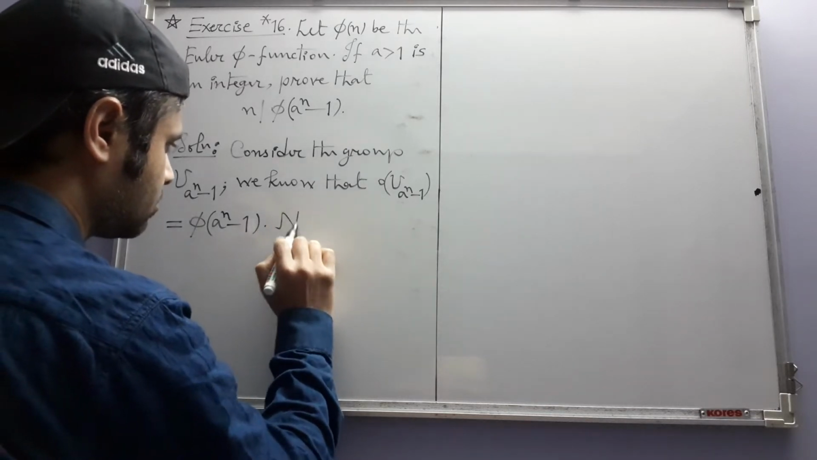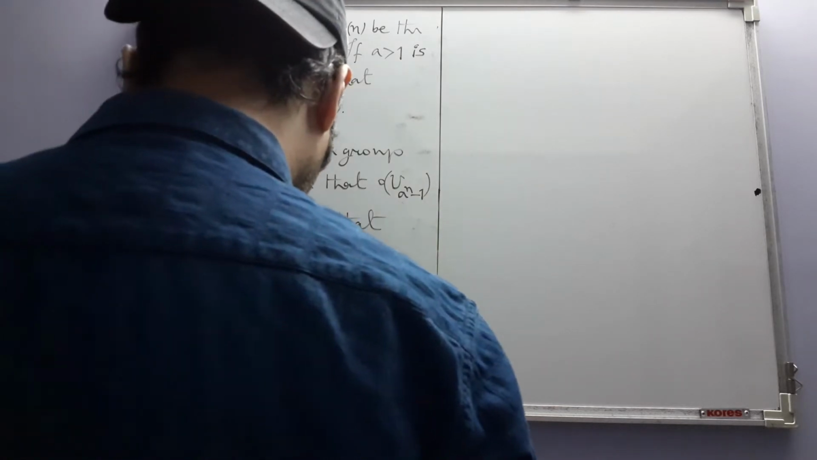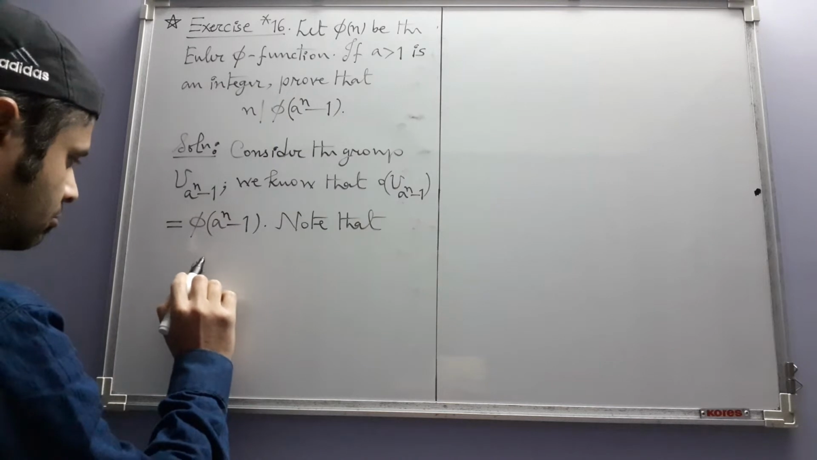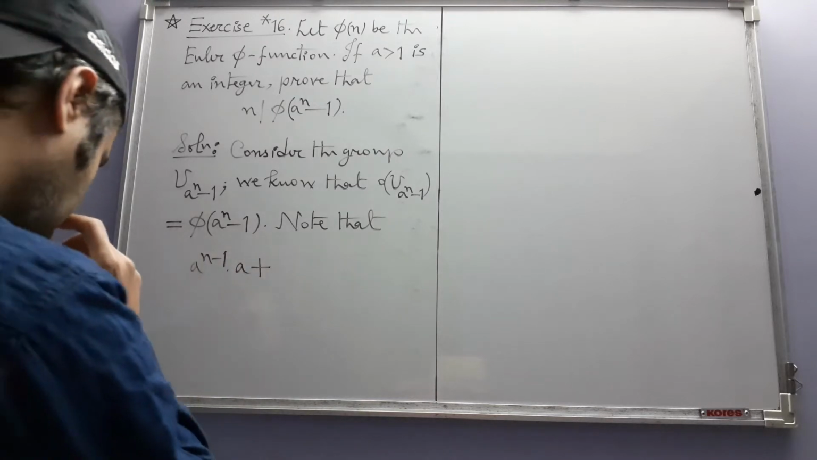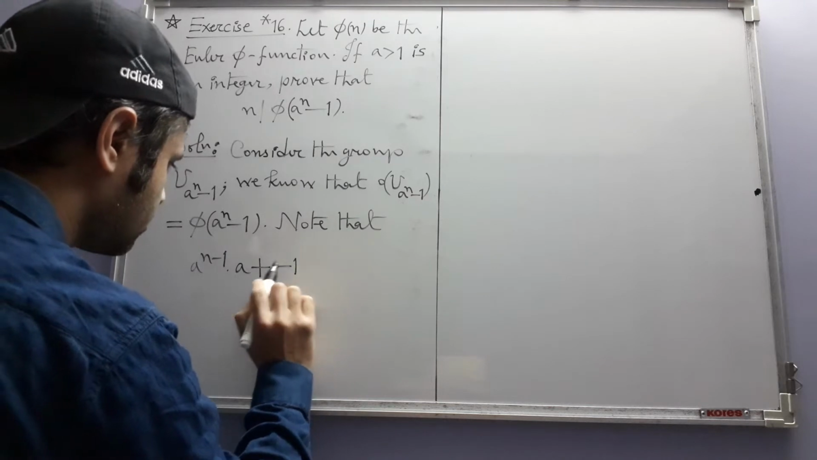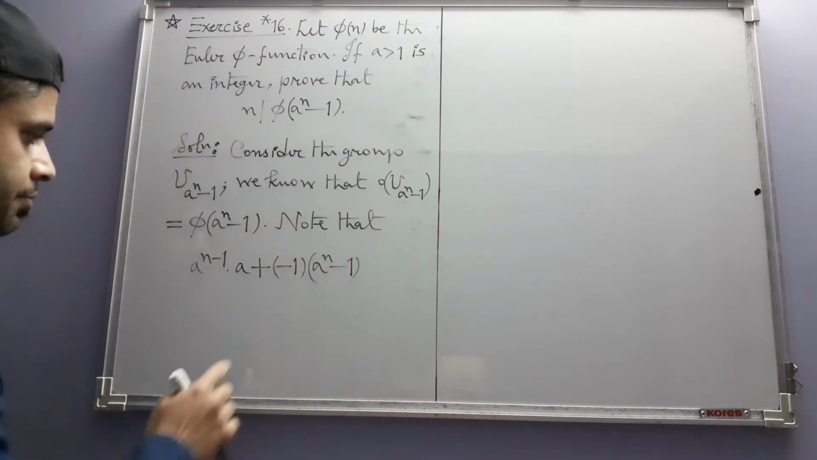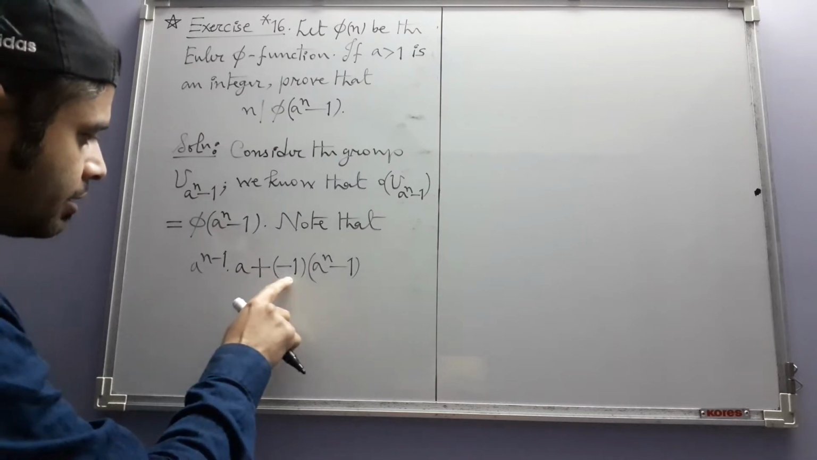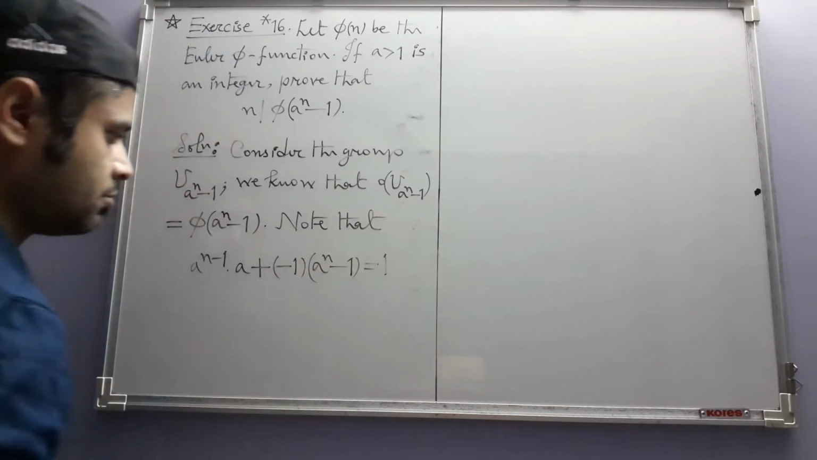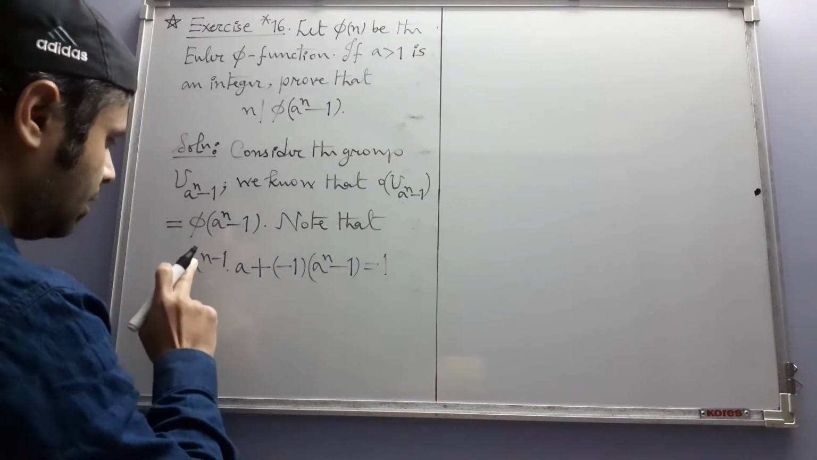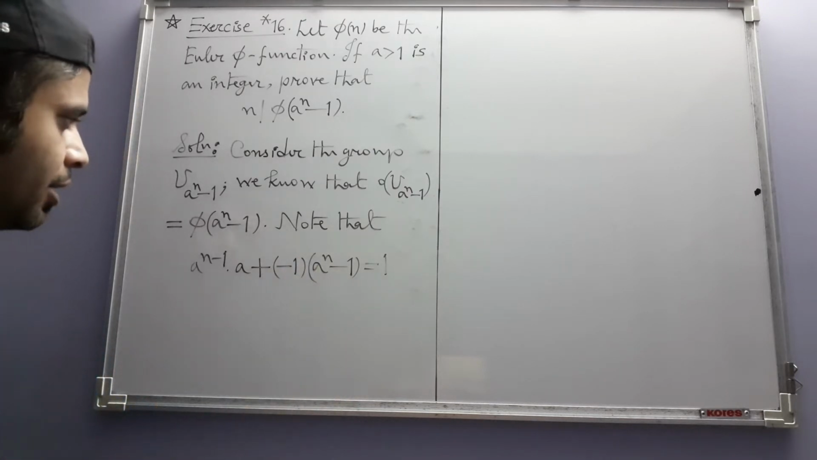Note that a^n - 1 times a, plus (-1) times a^n - 1 is what? This is a^n and this is minus a^n. They will give us 0, and minus 1 minus 1 is plus 1. So it tells you that a^n - 1 and a are relatively prime.